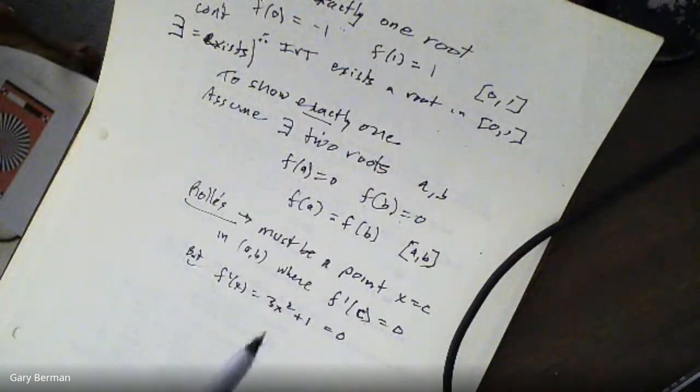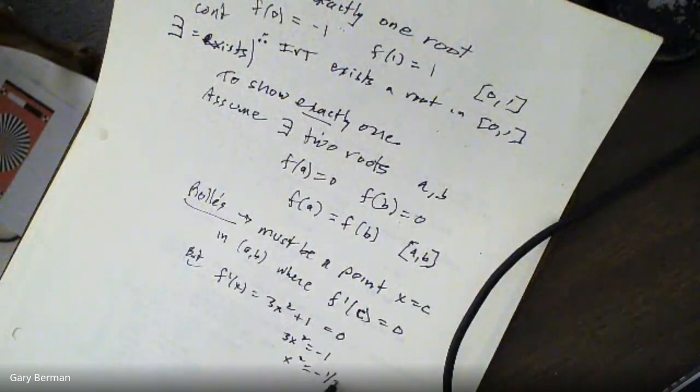The reason is that x squared is always greater than or equal to 0, plus 1 means it must be greater than 0. This will never give you a solution. I mean, if you subtract 1 from both sides, you get 3x squared is minus 1, x squared is minus 1/3. That has no solution. But the problem is Rolle's theorem says it's got to have a solution. It's got to have a place where the derivative is 0. But I'm showing you such a thing cannot happen.